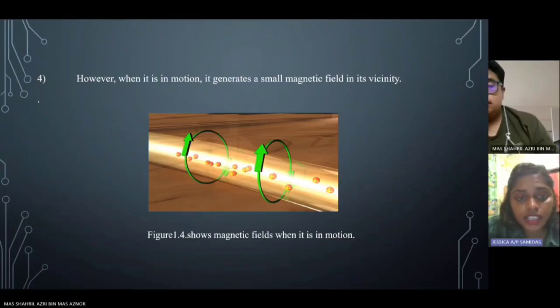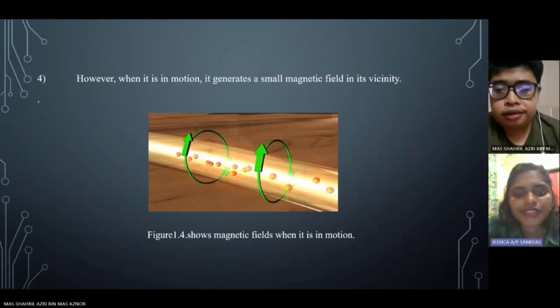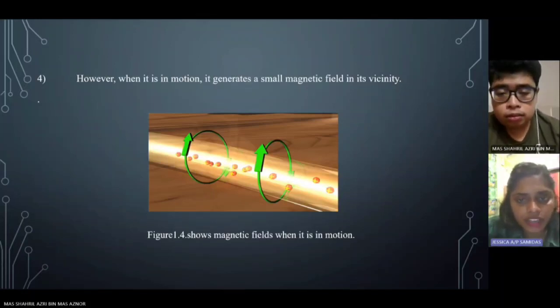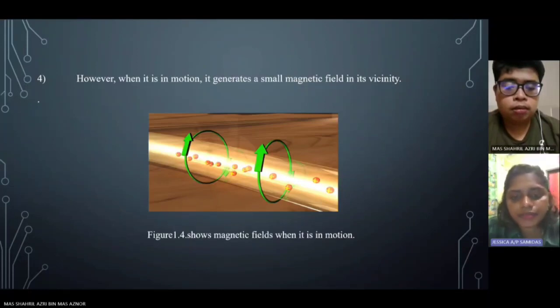Next, when it is in motion, it will generate a small magnetic field in its vicinity, which you can see here. When it's working, it will generate a small magnetic field, and you can see the arrow in a circle, the green arrow in a circle, which is the magnetic field.